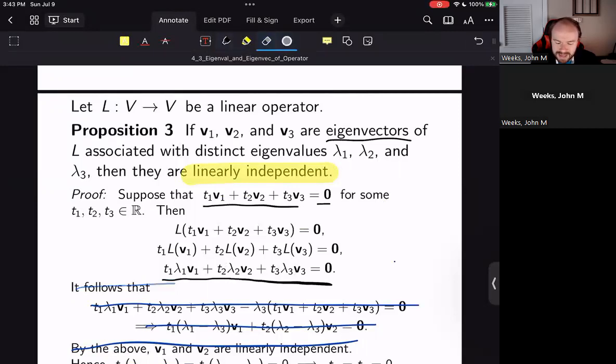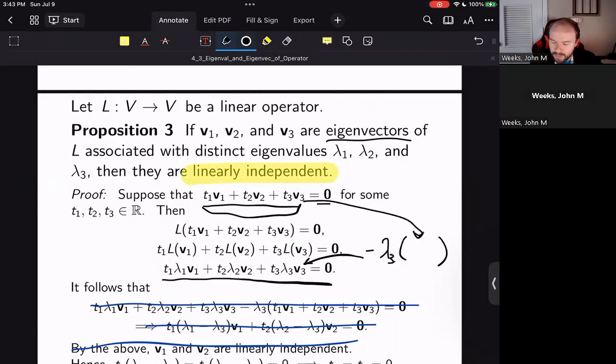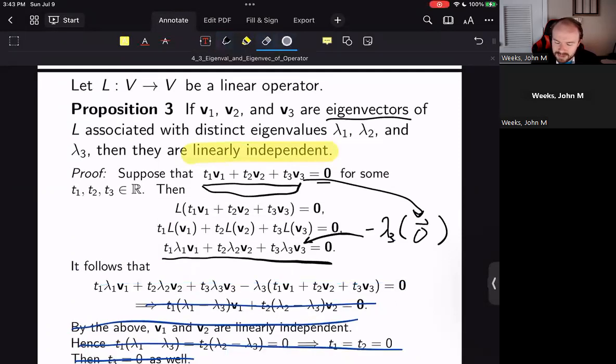Well, it's going to follow that I'm going to go through and subtract from this left-hand side equation lambda 3 times this vector. Well, this vector is 0, right? So I am just subtracting 0 when I do this. But when I write it like this, look at what happens. Here's lambda 3 times the 0 vector. This is the 0 vector written as this.